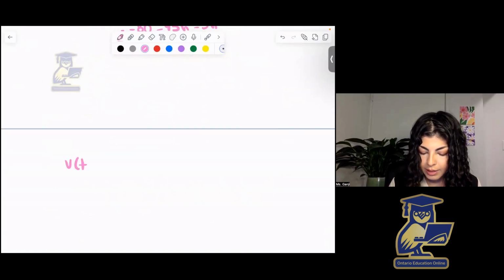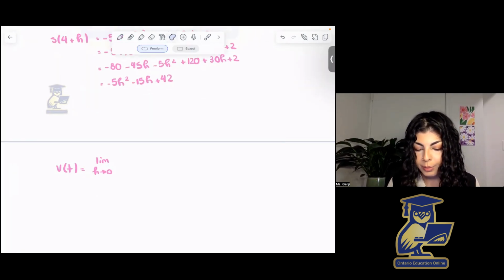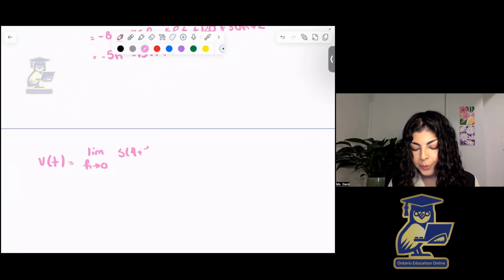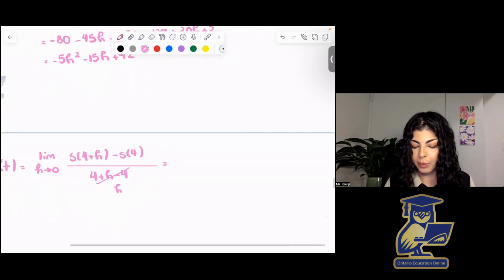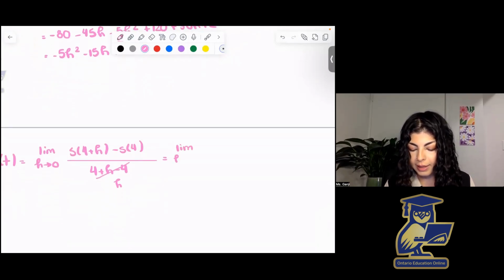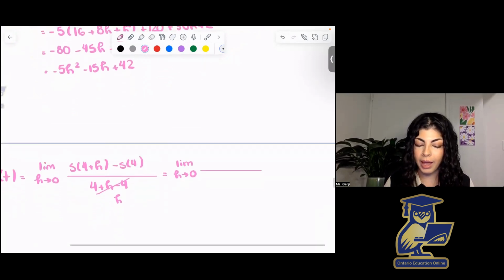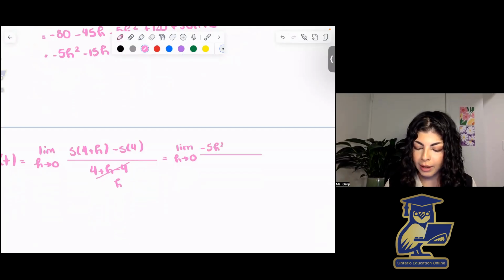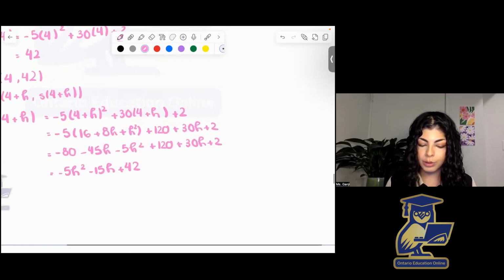So then my velocity is given by the limit as h approaches 0 of s of 4 plus h minus s of 4, over 4 plus h minus 4, which in the denominator is just h. And for our numerator, we have, and never forget that limit there. I know we're not used to it with equal signs, that there's something else that follows directly after, but with limits, practice writing that limit right away so you don't miss it. So we have minus 15h, 42. And then my s of 4 was just 42.